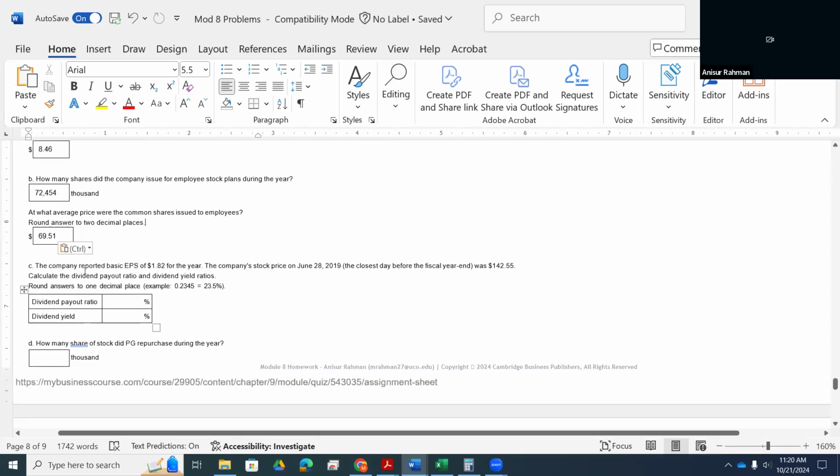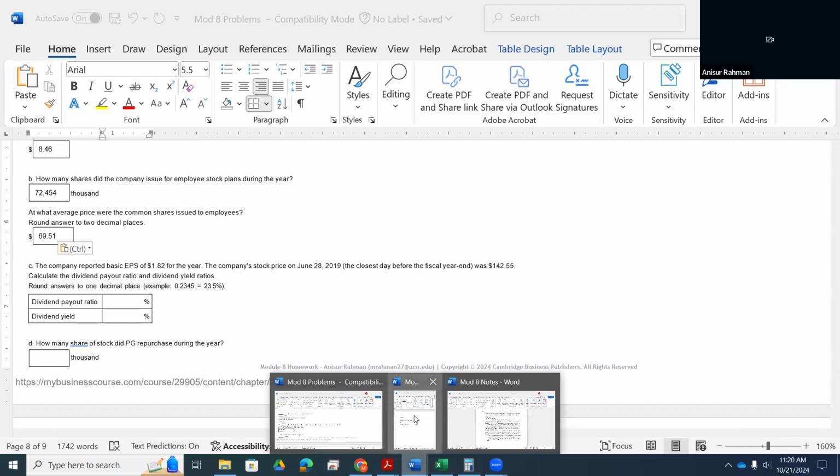Now part C. The company reported basic EPS, earnings per share, of $1.82 for the year. The company's stock price on June 28, 2019, the closest day before the fiscal year end, was $142.55. Calculate the dividend payout and dividend yield ratios. So dividend payout ratio in percent, dividend yield in percent to one decimal place.